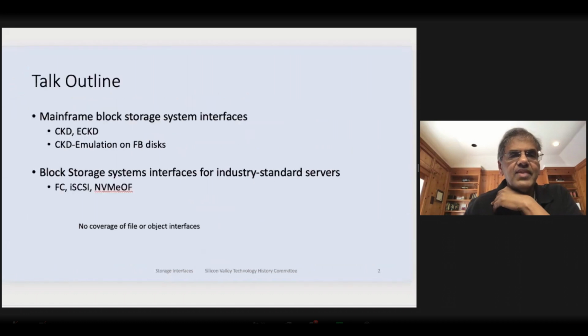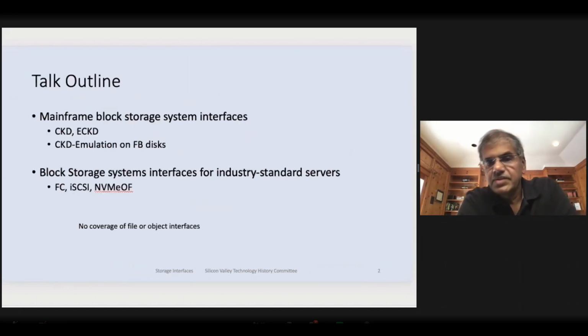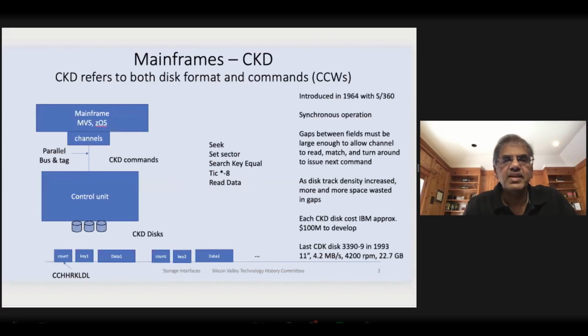So what I'd like to do is start with the IBM mainframe block storage system interfaces, and then move my way on to the more industry standard part of the world, the servers and the block storage system interfaces thereof. And this is a 15-minute talk. There's no way I'm going to be able to cover everything. So, even though I have built clustered file systems, no talk on file, no talk on object, no talk on tape. So with that caveat, let's begin.